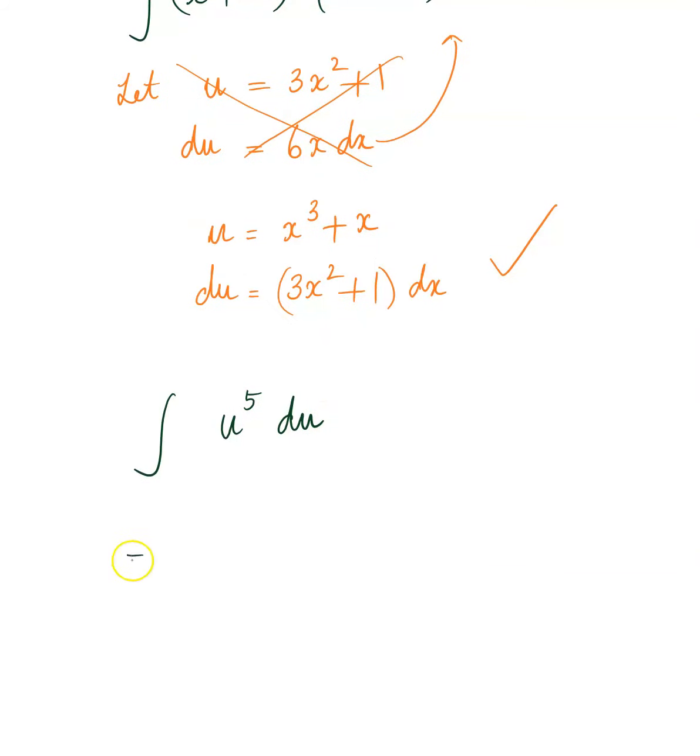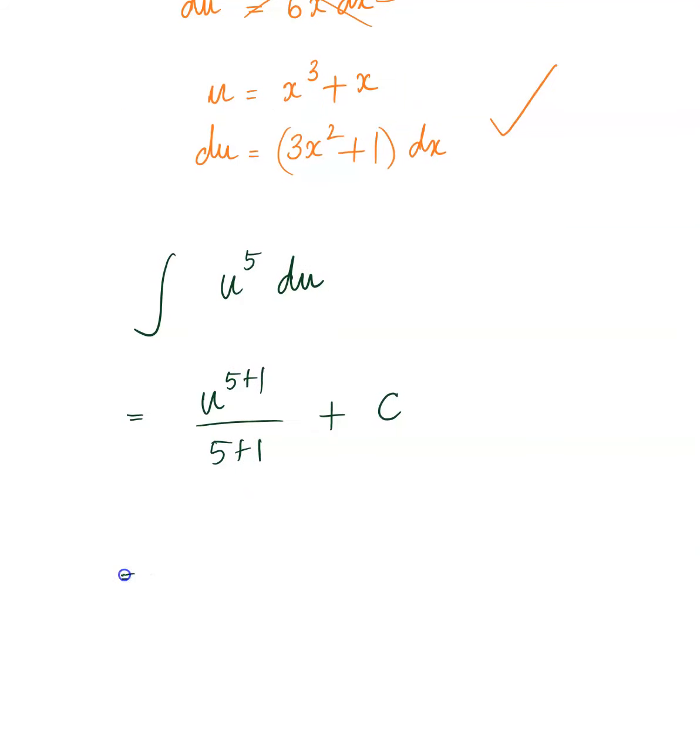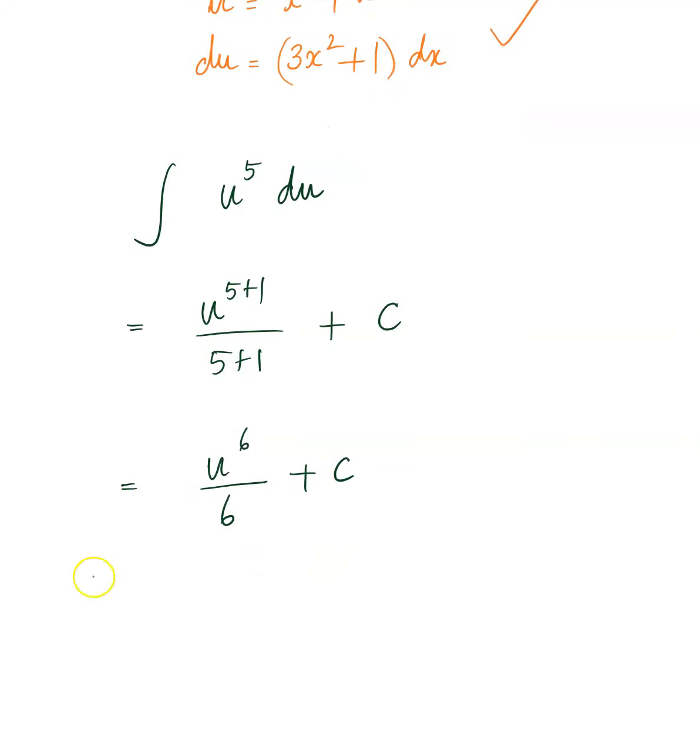So then I can just use u as my new variable, and that's going to be u to the power 5 plus 1 over 5 plus 1 plus c, because this is an indefinite integral. That's u to the power 6 over 6 plus c, but we know what u is, so you have to back substitute for u.